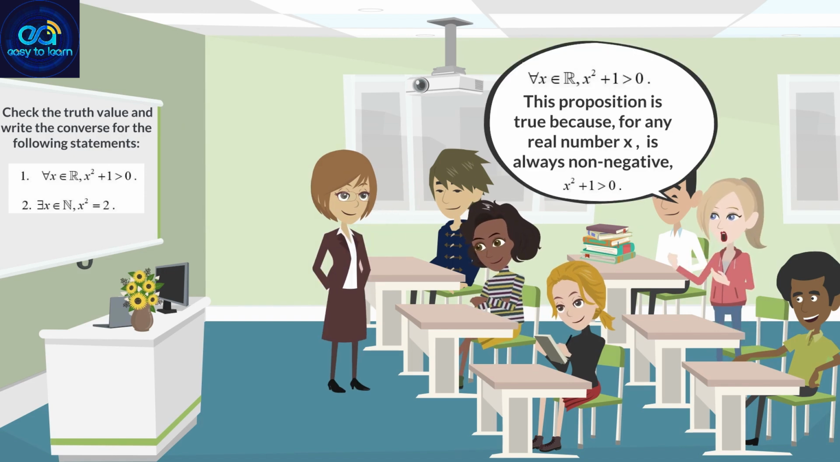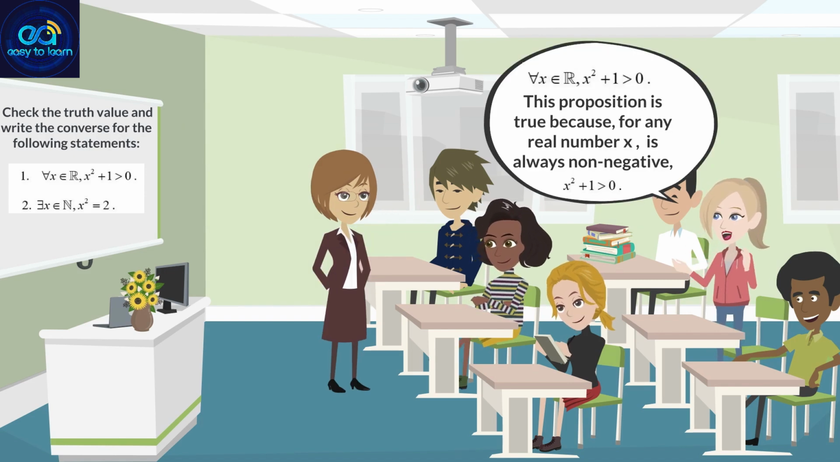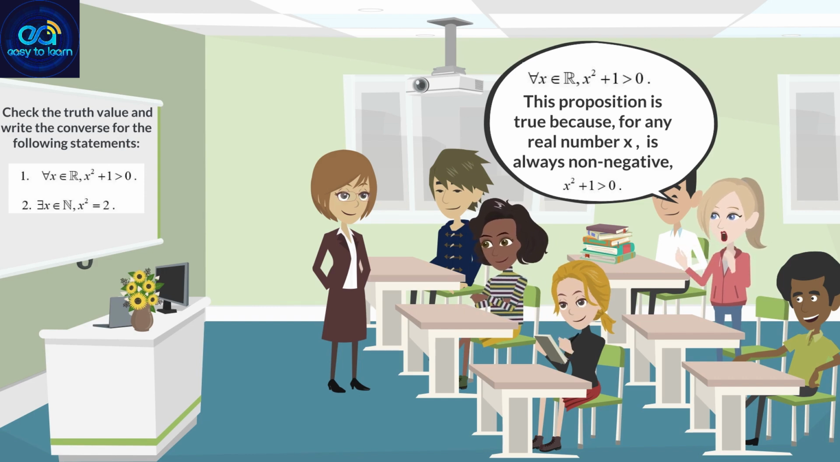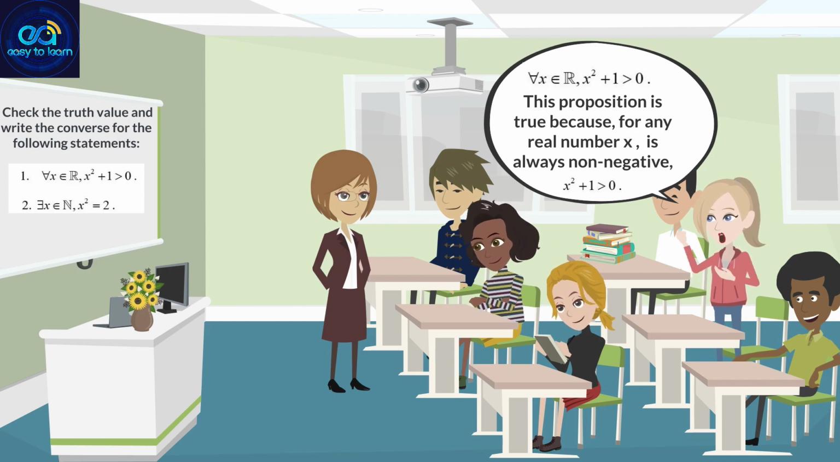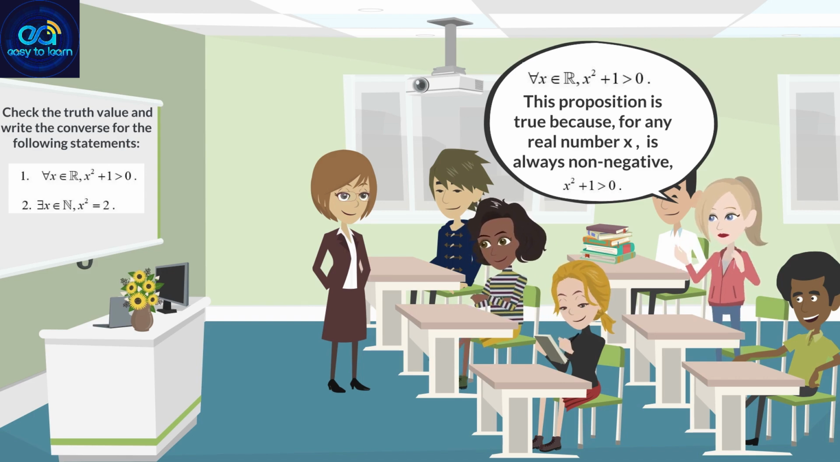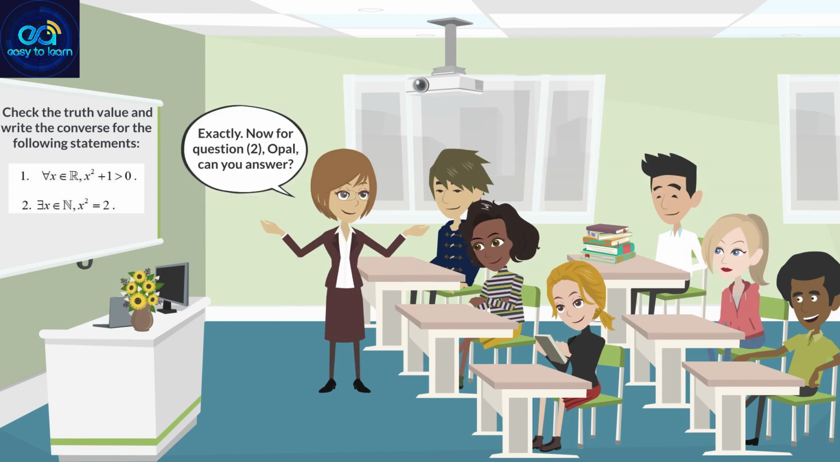For all x belong to real number, x squared plus 1 greater than 0. This proposition is true because for any real number, x squared is always non-negative. So x squared plus 1 is greater than 0. Exactly. Now for question 2.